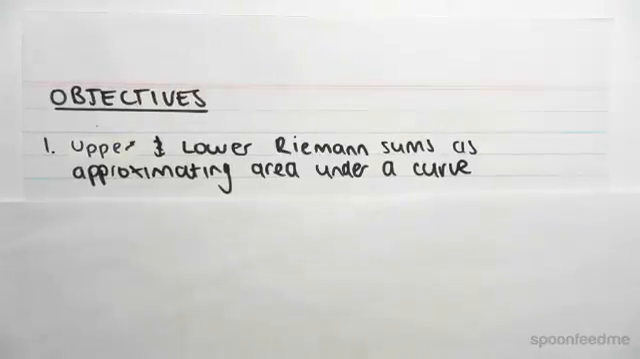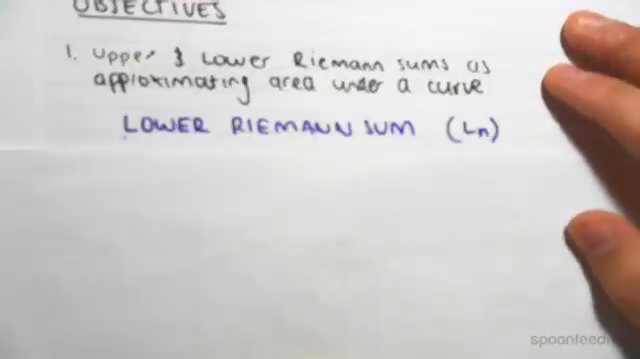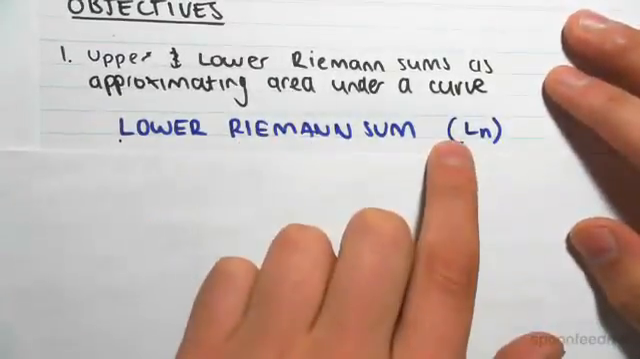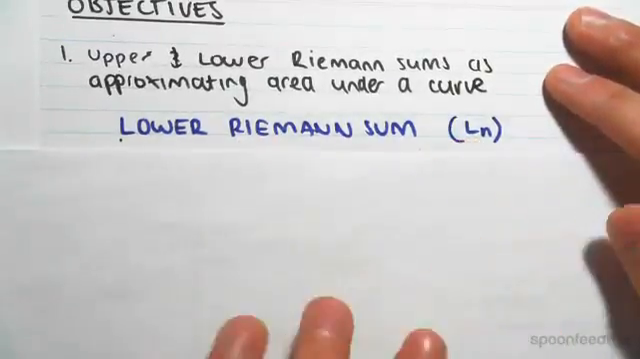Hey guys, the objective of this video is to find the upper and lower Riemann sum as approximating area under a curve. Okay, so just to put into perspective where we're going: we're going to come up with a technique of how to find area under a curve, which is essentially integration, and then we're going to use that idea later on to come up with an actual definition for integration. So, the lower Riemann sum, which we define as L subscript n.